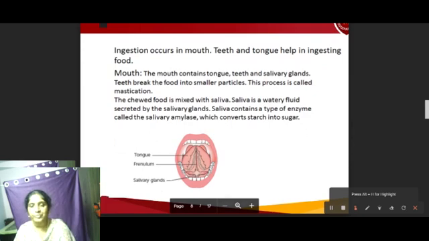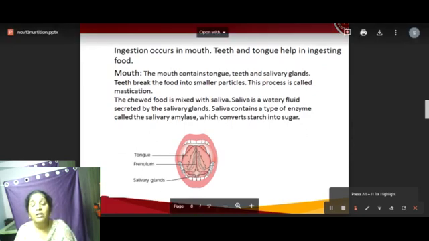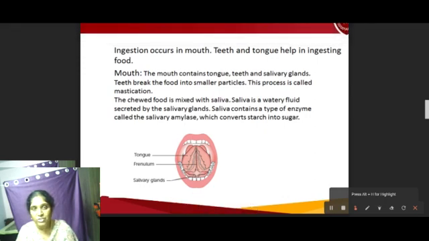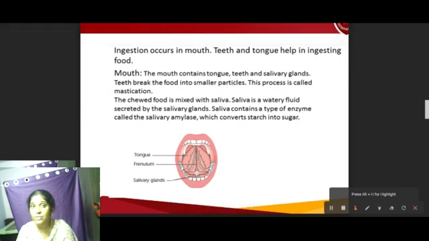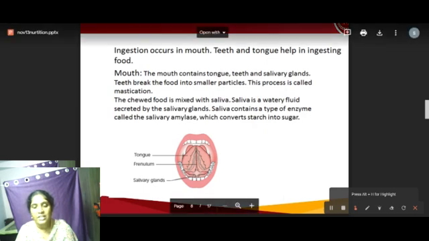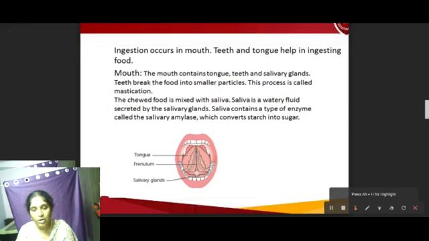So as such, when we are discussing the different parts of the digestive system, to begin with is the mouth. Ingestion, as I told you previously, is nothing but taking in the food. We take in the food through the mouth. In the mouth, you have different types of teeth and the tongue, which help in ingesting and swallowing the food material. So it consists of the tongue, teeth, and salivary glands. Teeth break the food material into smaller particles. That is what we call chewing. In other words, it's also called mastication.